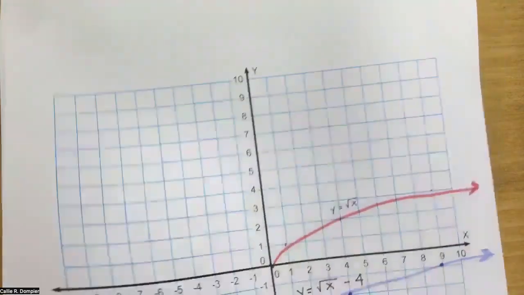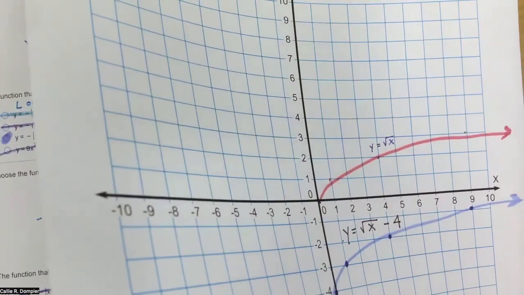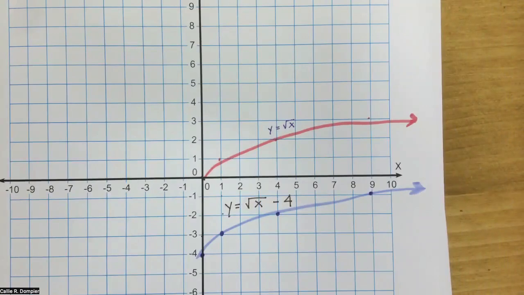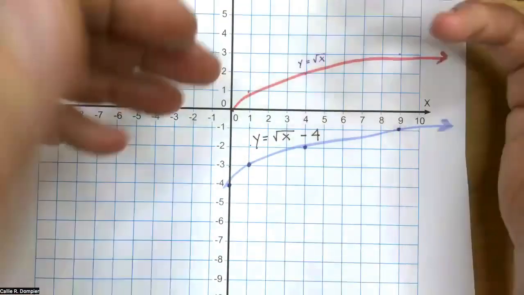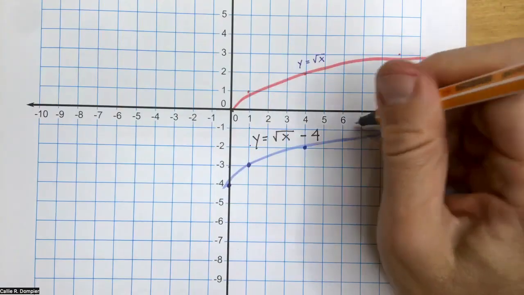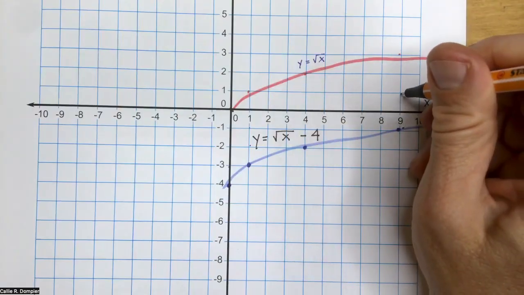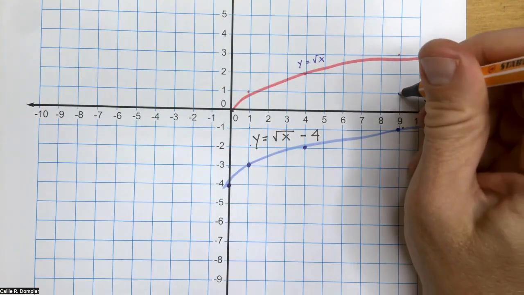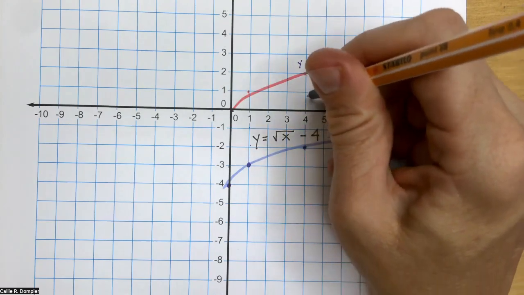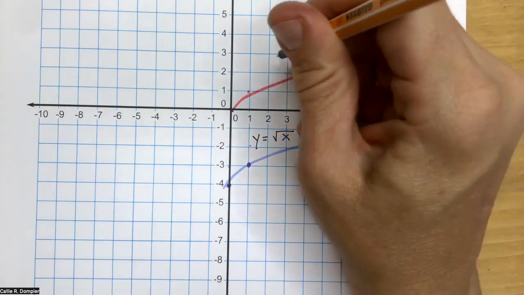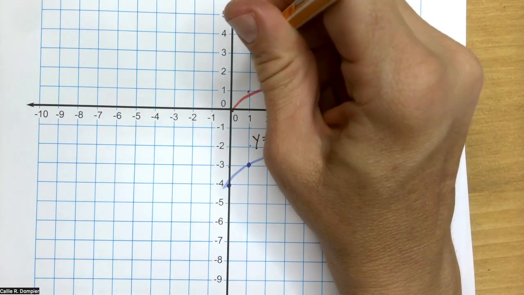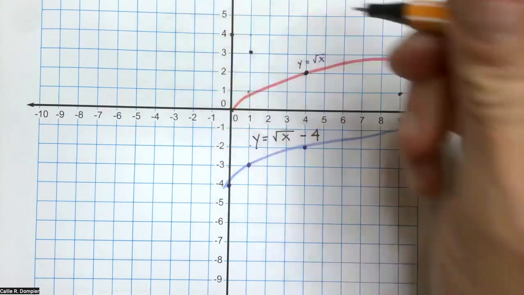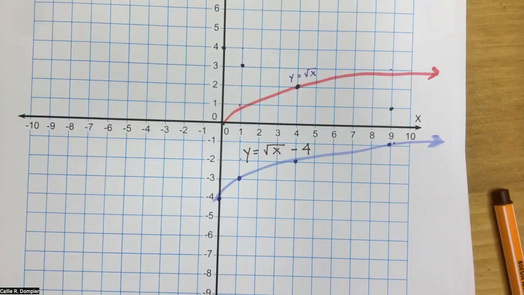Good? And then reflect about the x-axis. Reflect about the x-axis. So we're folding it in half. So instead of like this, it's going to be like this, like this, like this, like this, right?